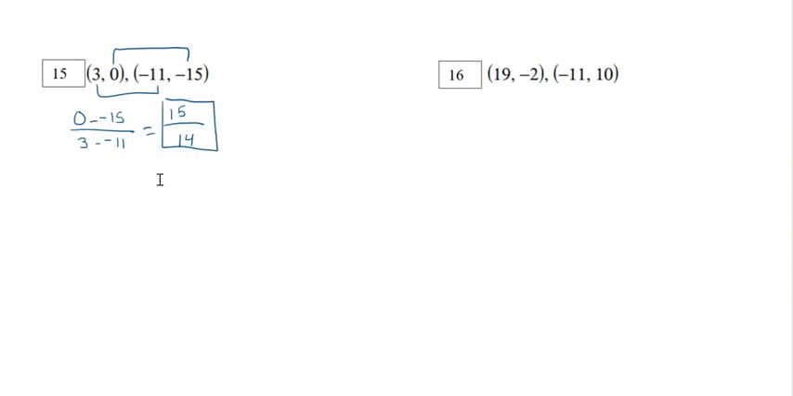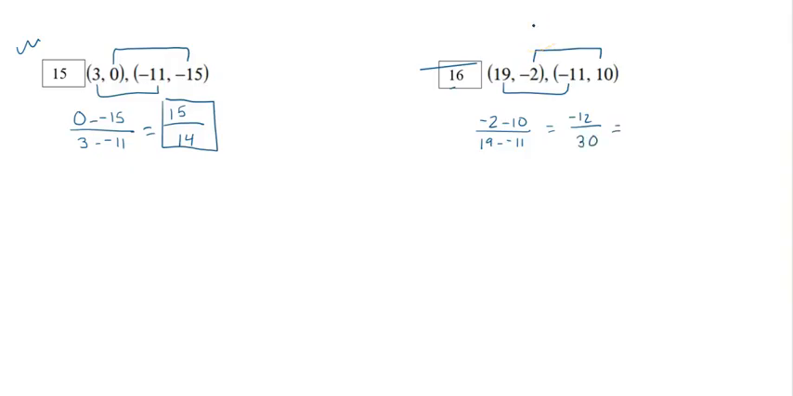And then this one, oh, sorry, my marker got a little off there. All right, so on the top we have negative 2 minus 10, and on the bottom we have 19 minus negative 11. Negative 2 minus 10 is negative 12. 19 plus 11 would be 30.